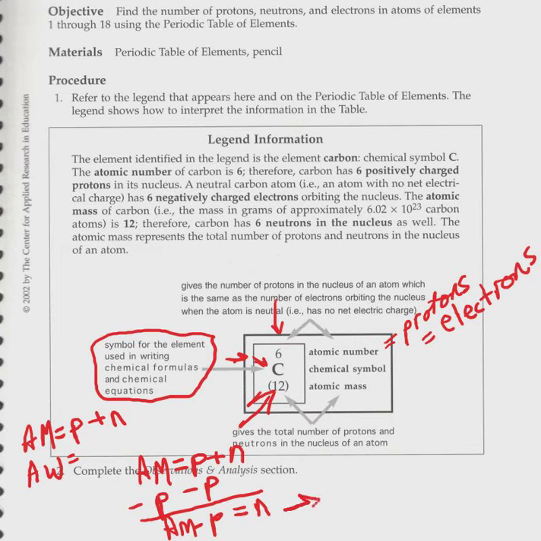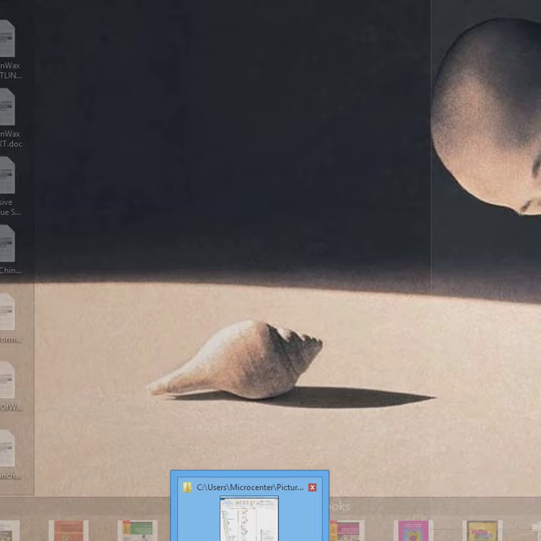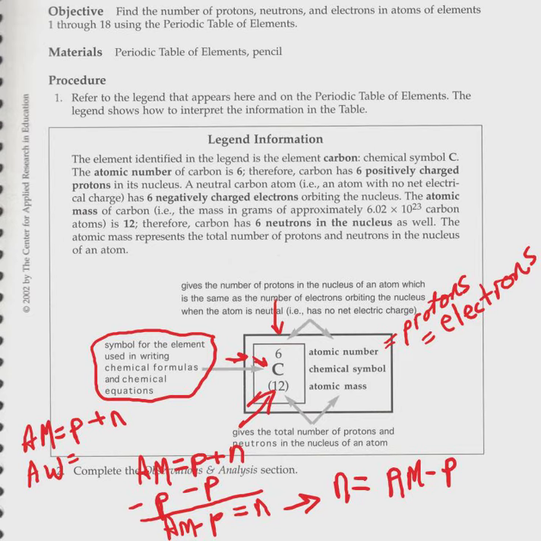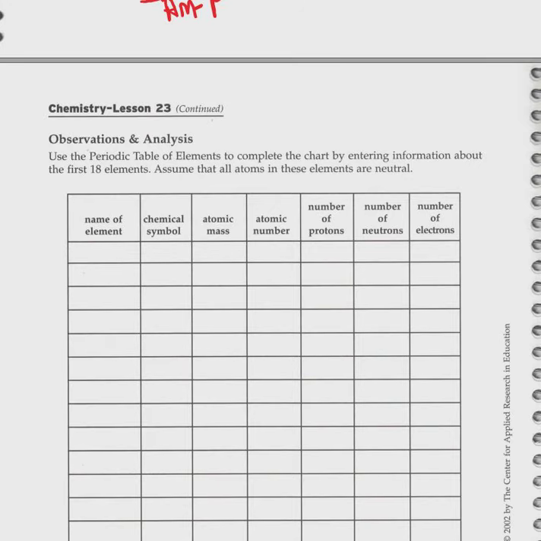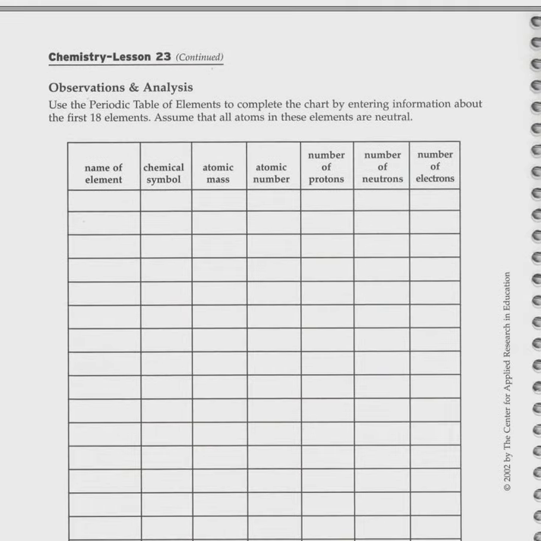So now we can flip that formula. Neutrons equals atomic mass minus p. That gives us enough information. Remember, the atomic number tells us protons, and it also tells us the electrons. So we can go on to the next page.